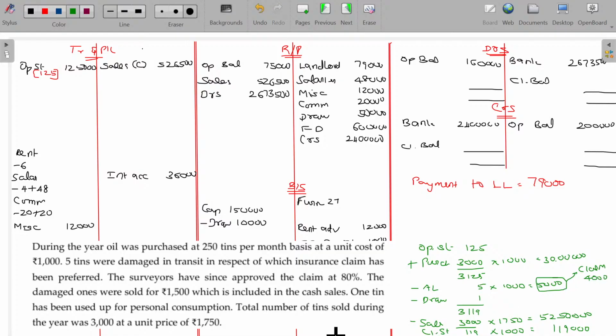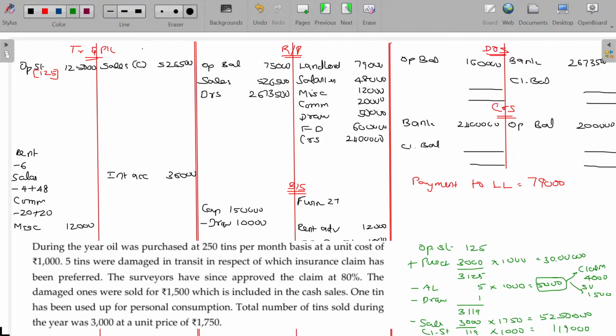And the damaged piece is left with us. We discarded it for a meager amount. We collected 1500, not the original sale value. We get a small amount, 1500, the scrap sale value. So even in abnormal loss, we have a small 500 rupees revenue. Abnormal loss. Is that okay?